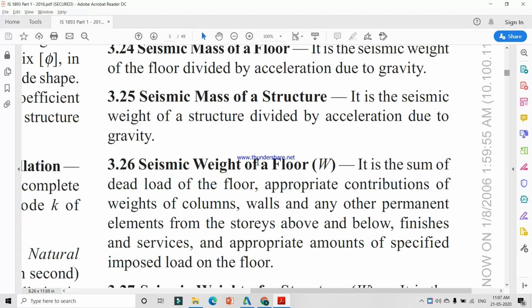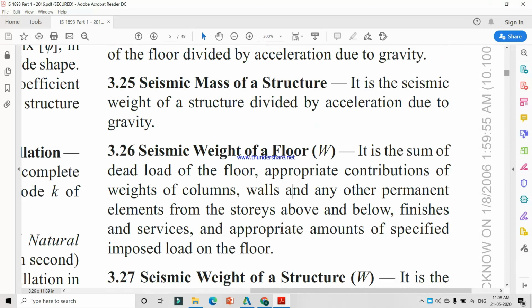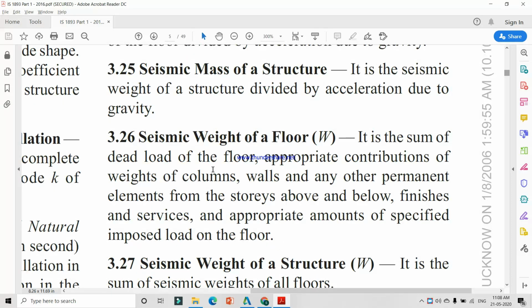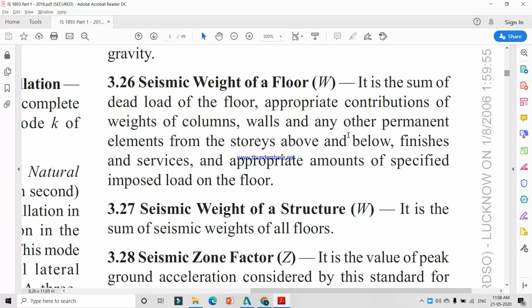Next is the seismic weight of floor. It is the sum of the dead load on the floor and the contribution of the weight of columns, walls and other permanent elements like beams, furniture, from the story above and below, and finishes and service load, and an appropriate amount of specified imposed load on the floor. Generally the seismic weight of the floor is the summation of the dead load and live load on the building.